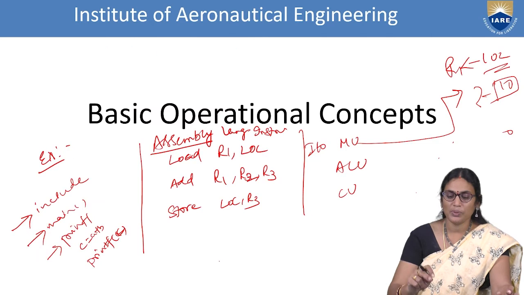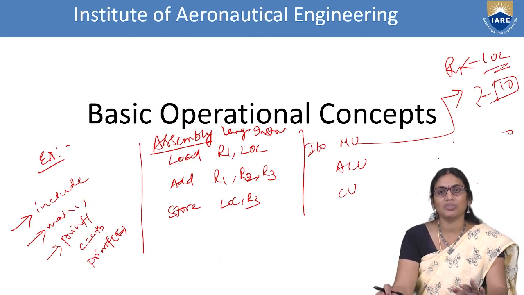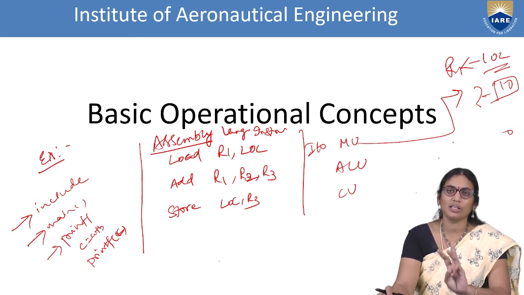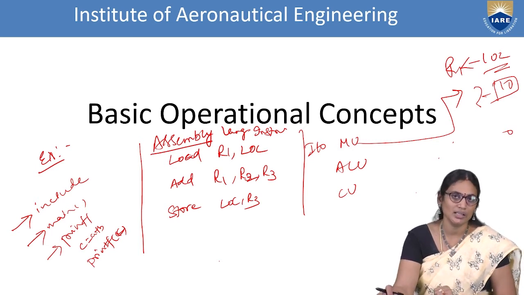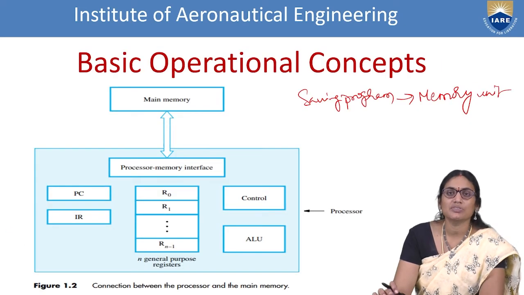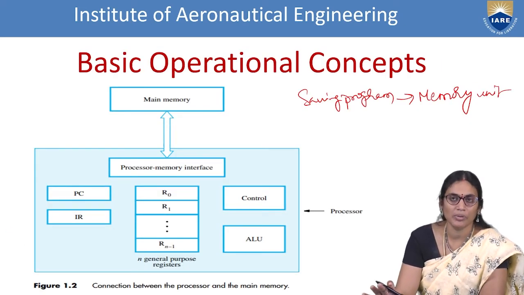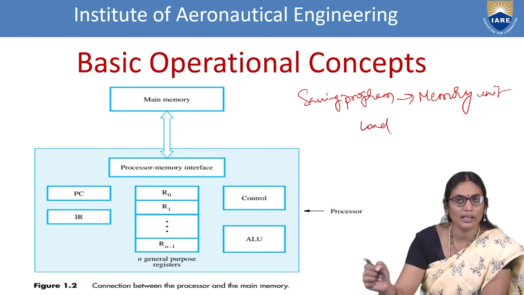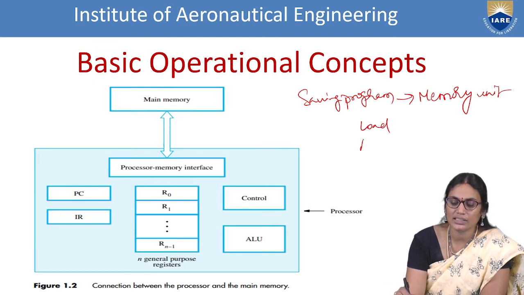Now, what were the previous instructions we said? We have been given the three instructions: load R1, LOC, add operations, and store operations. These are the three basic operations we already have. Now, first we have loaded the data into memory unit. Now, it has to execute. What is the first thing we have done? Load operation, which is already in memory. Now, what is the next instruction?